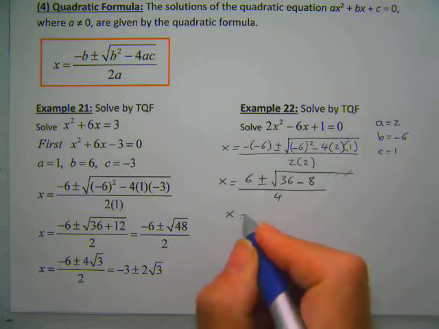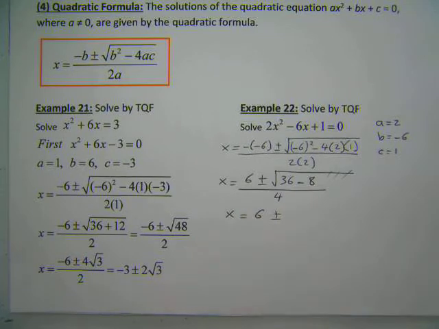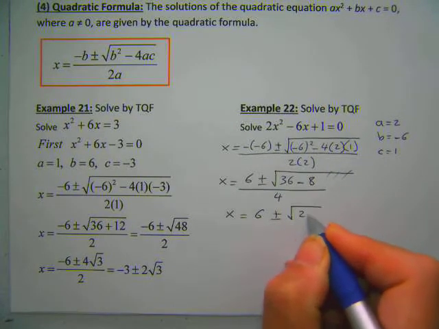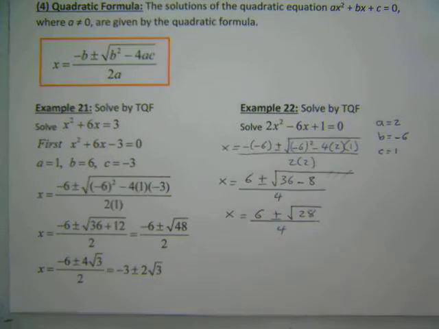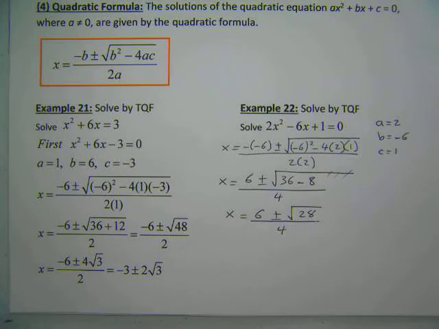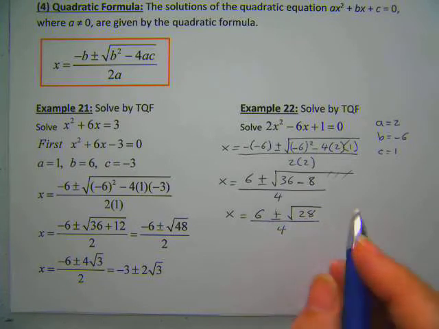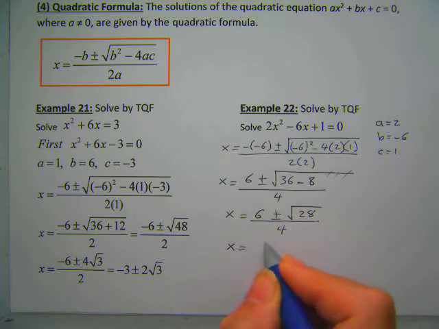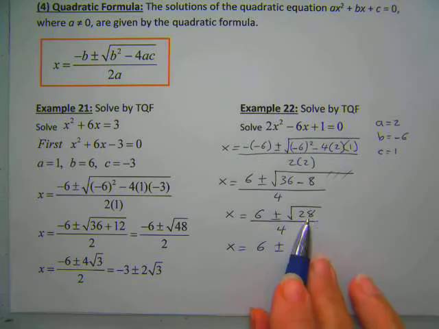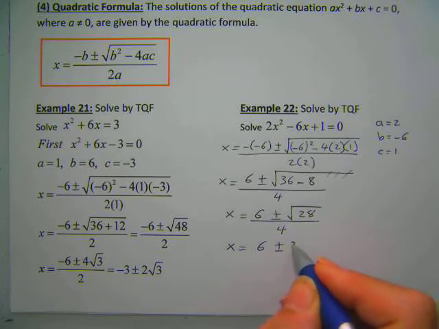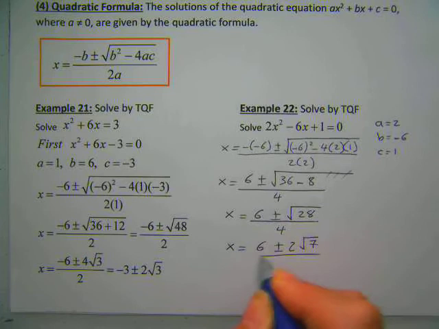I'll erase this. So now x is equal to 6 plus or minus the square root of 36 take away 8. 36 minus 8 is 28, all over 4. Now 28 is divisible by 4. So this is 4 times 7. So 6 plus or minus, again, 4 comes out of the square root as 2, square root of 7, all over 4.